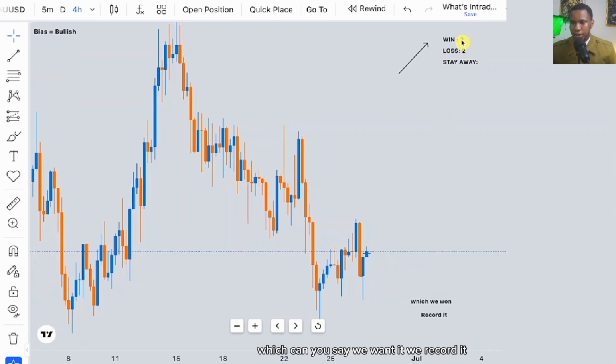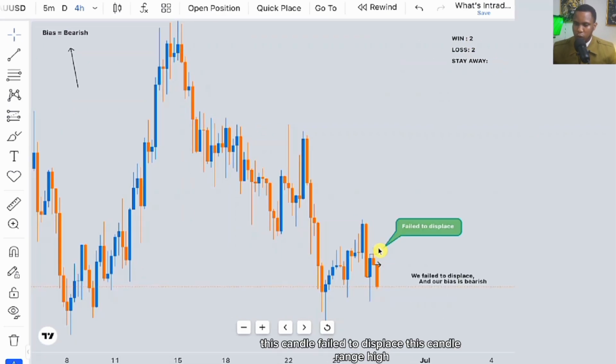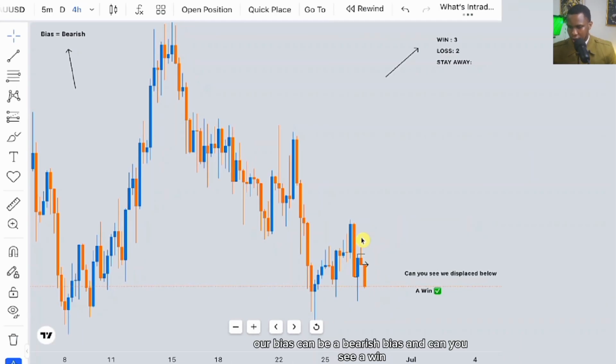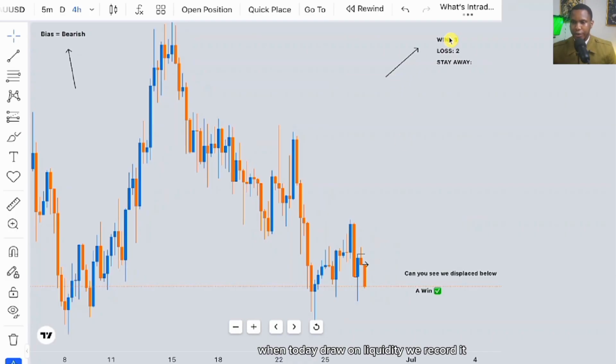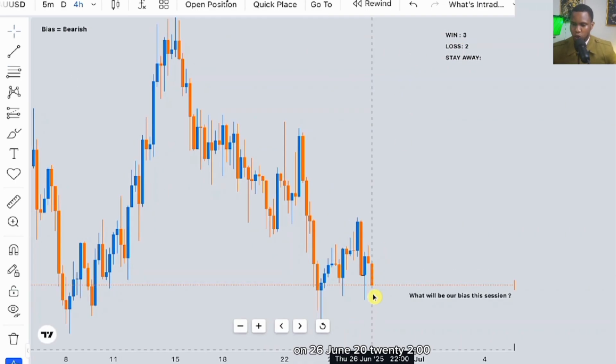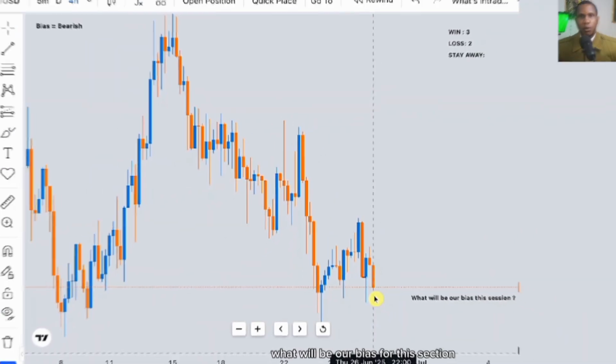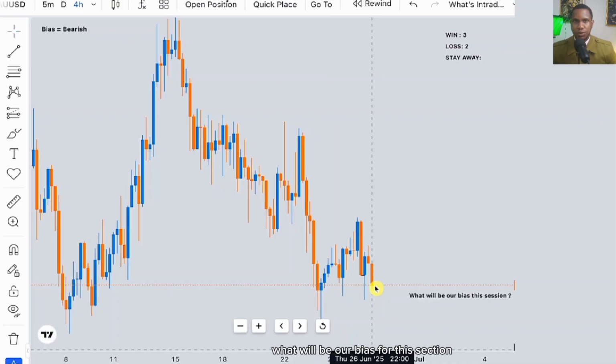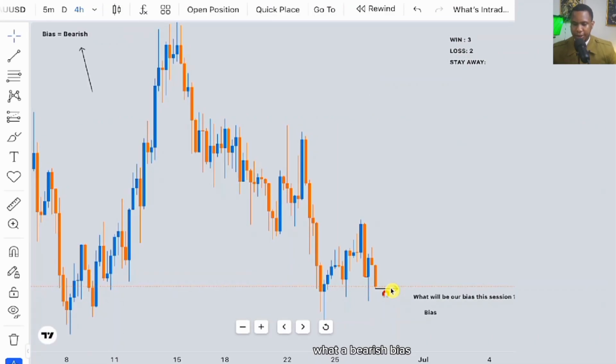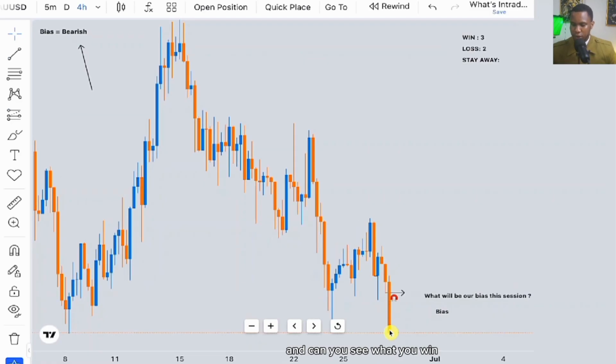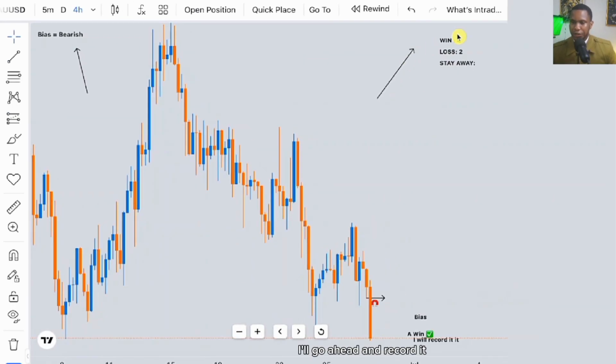We record it. Can you see this candle failed to displace this candle range high? Our bias can be a bearish bias. And can you see a win? It went to the draw on liquidity. We record it. On 26 June, what will be our bias for this section? A bearish bias. We want to trade towards this draw on liquidity. And can you see a win? I'll go ahead and record it.